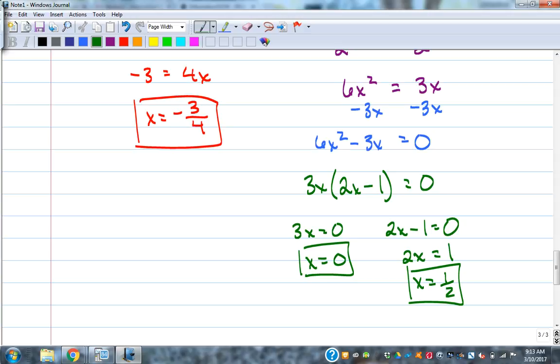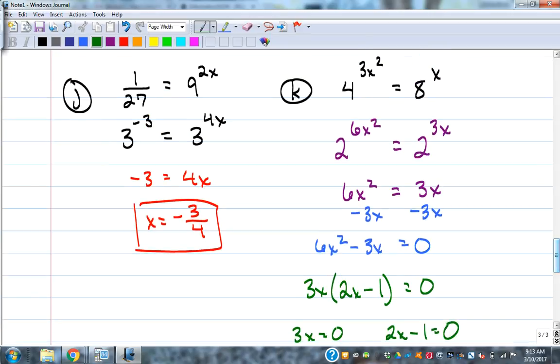Very important that you check your answer to make sure it works. Both of these do work in this problem. If you plug them back into the original problem, 4 to the 3x squared, that'd be 4 to the 0 power, which is 1. The other side, 8 to the 0 power is 1. If I plug in a 1/2, 1/2 squared is 1/4. 4 to the 3/4, is that equal to 8 to the 1/2? It is. 4 to the 3/4 turns into 64, which works out really nicely. So the same thing as the square root of 8.